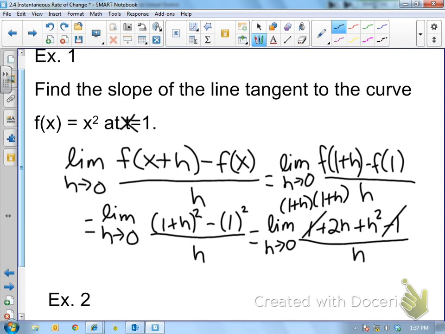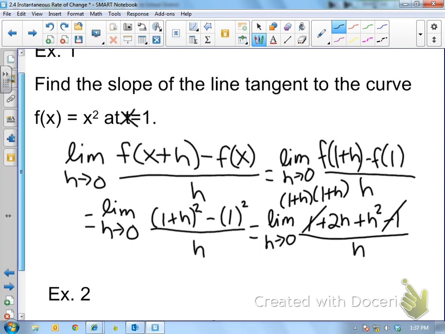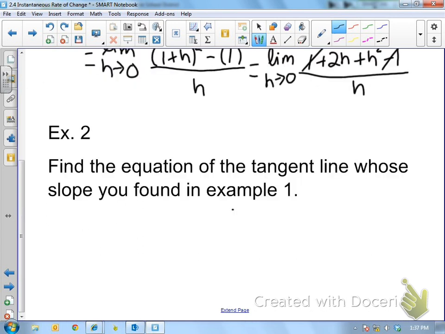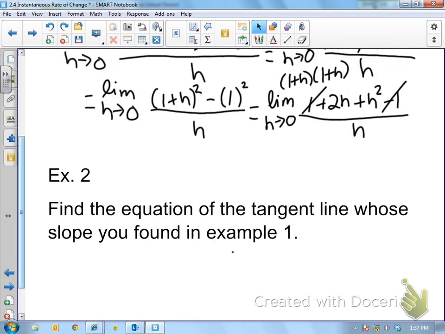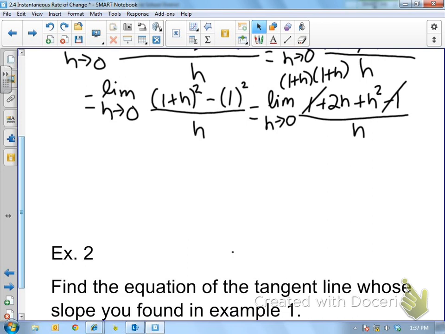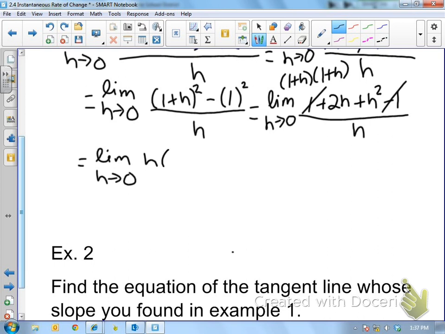Okay, so now I can factor. What can I factor out of the numerator now? H. So we have limit as h approaches 0 of h times 2 plus h.